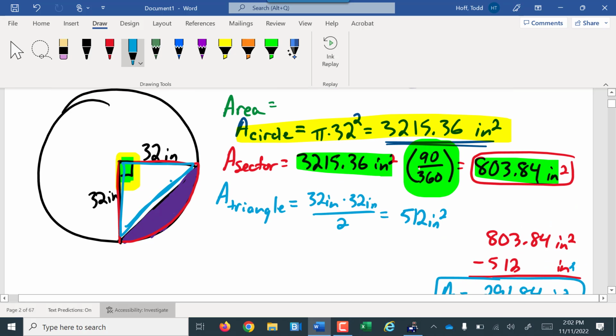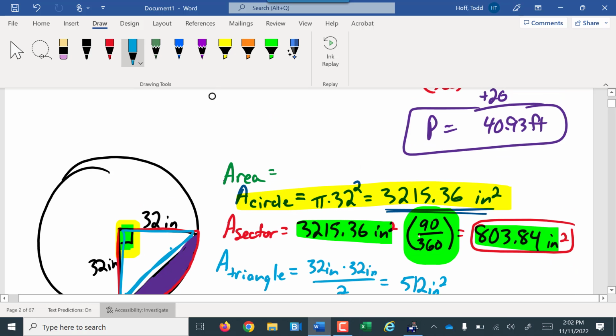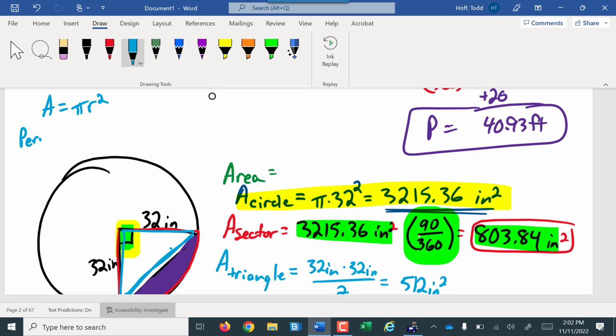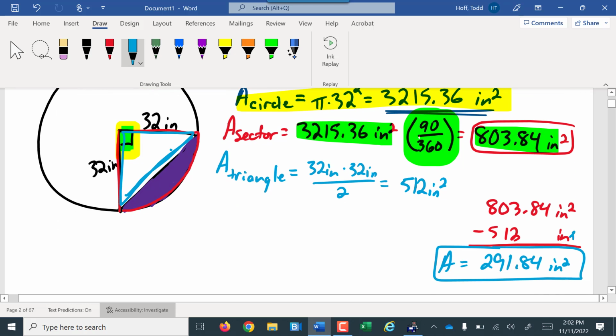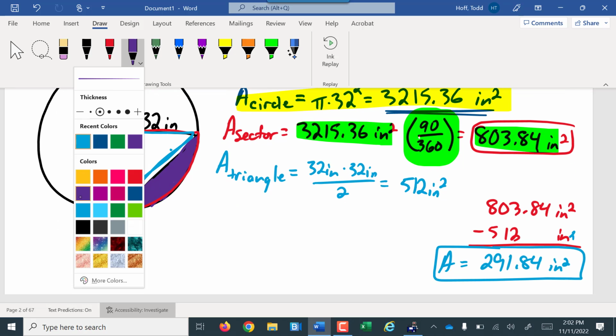Pi times diameter is finding the circumference, the distance around it. So what you're having here is area is pi times radius squared. The perimeter of a circle, or the circumference, is pi times diameter. And so the pi times diameter, the circumference is what we're going to need to use next for the perimeter.